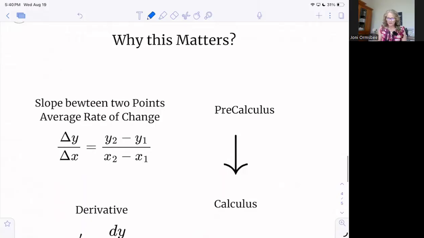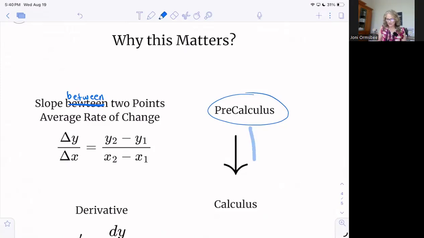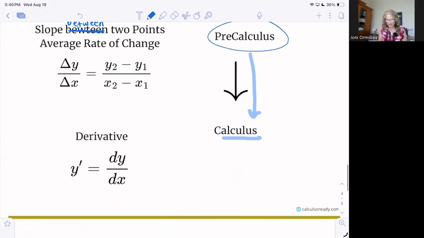So first you have the slope between 2 points, and I just noticed a typo there. We'll correct that. So the slope between 2 points is what we call the average rate of change. And again, it's the change in y over the change in x, or the difference in the two y coordinates over the difference in the two x coordinates. But actually, this pre-calculus concept leads itself into a calculus concept called the derivative. And another word for this is instantaneous rate of change.